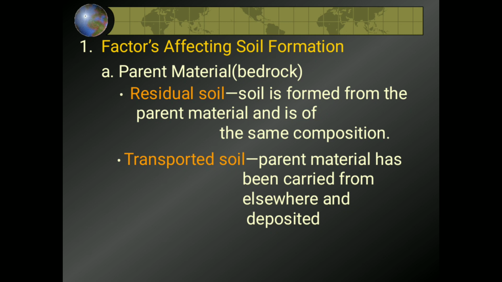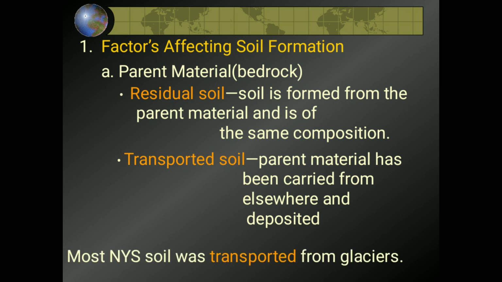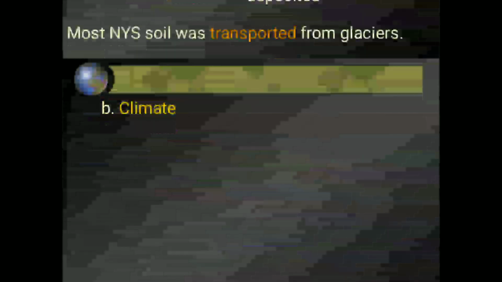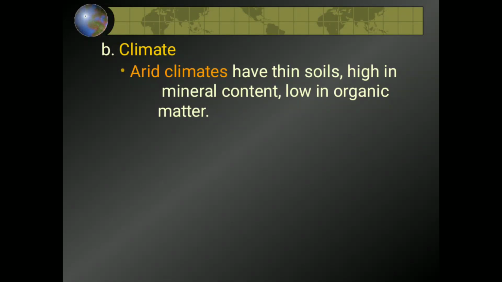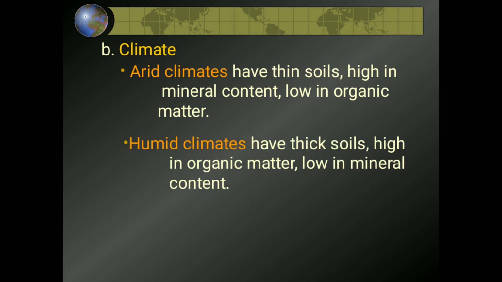Soil is formed from the parent material and it is of the same composition. Transported soil: parent material has been carried from elsewhere and deposited. Most New York State soil was transported from glaciers. Climate: arid climates have thin soil, high in mineral content, low in organic matter. Humid climates have thick soils, high in organic matter, low in mineral content.